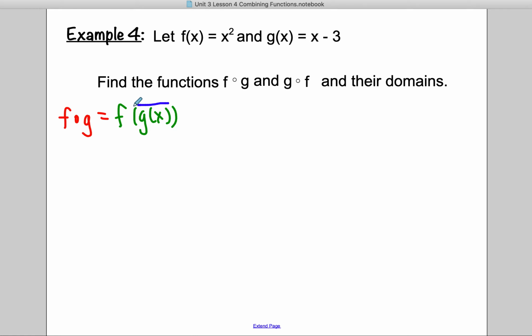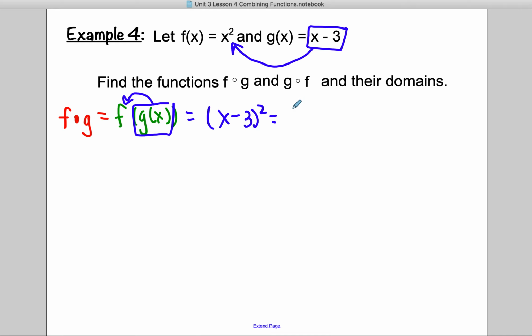So we take g of x, the entire function, and plug it into any x's in f. Okay, so here is g of x. Taking it and I'm plugging it in there. So it goes in the spot of the x. Make sure you don't write the x twice. So x minus 3 goes in the spot. So I have x minus 3 squared.